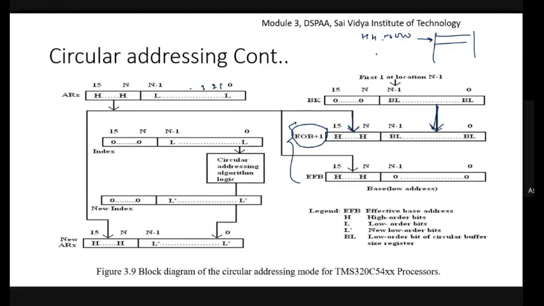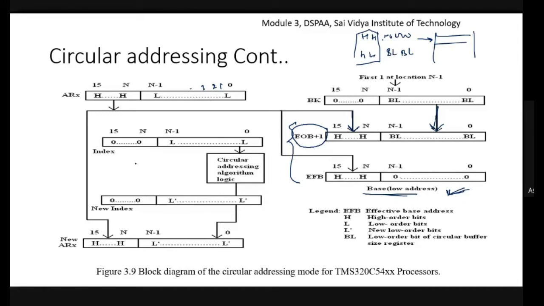And then it ends at HH, the same value with no change, but only here the lower significant bits of the circular buffer size will be considered. So this is the base low address, the effective base address, calculated like this. Replace with the higher order words of the ARX register as they are, and the least significant bits are replaced with the circular buffer size register. So this is the buffer size calculation.